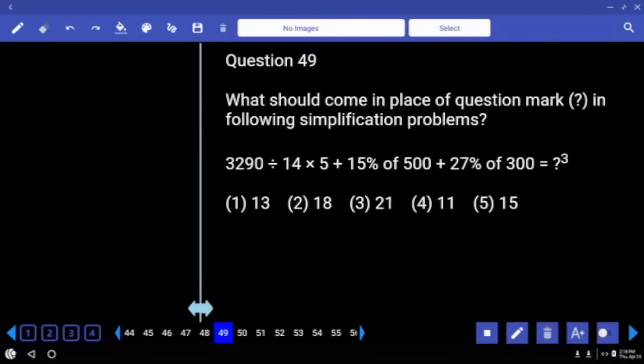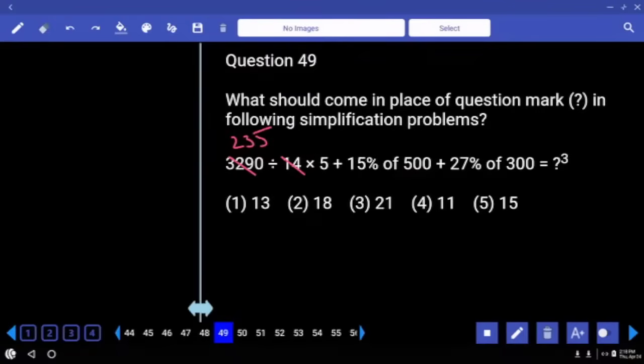Can this also be done? No choice, come on. 14 2 times 28. 49. 14 3 times 42. 70 5 times.